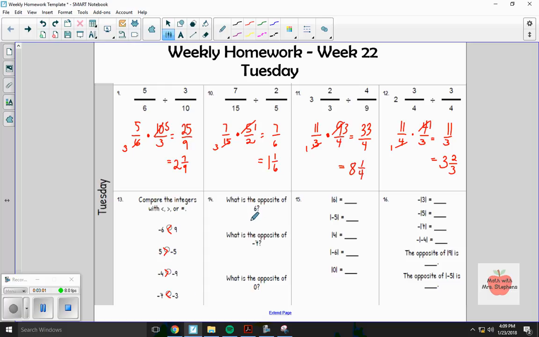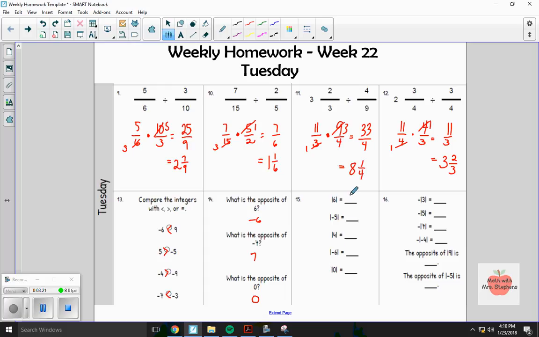The opposite of 6 is -6. Opposite of -7 is 7. The opposite of 0, 0 is its opposite. Number 15, these vertical bars represent absolute value. Absolute value is the distance a number is from 0 on the number line.